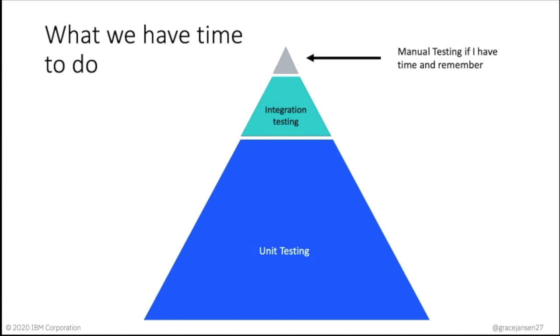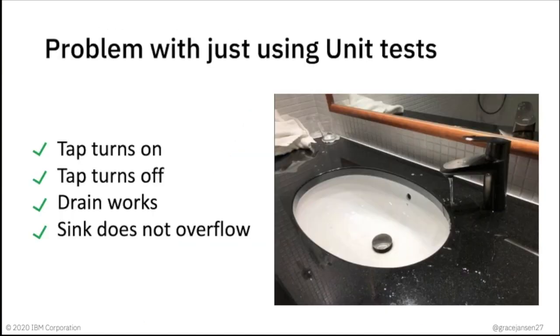But the problem with just doing unit tests is you get scenarios like this on the picture here. So our unit tests: does the tap turn on? Does the tap turn off? Does the drain work? And does the sink not overflow? All pass. But if a plumber came in and installed that into your house, you wouldn't be very happy because it's not working the way it was meant to. It's not working as it was designed to, and the customer isn't satisfied with the way that it's been put into production, as you'd say. So we need to introduce integration testing and system testing at the system level.